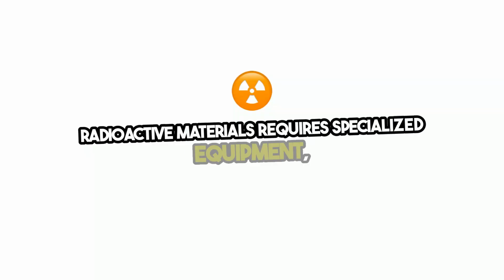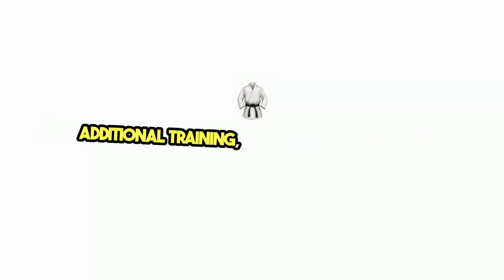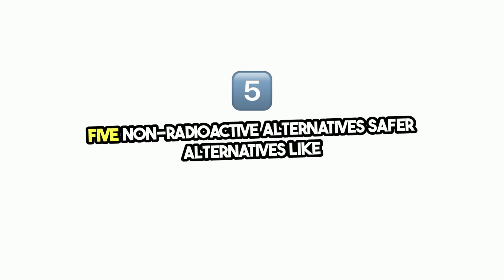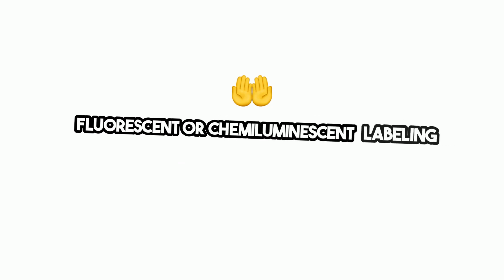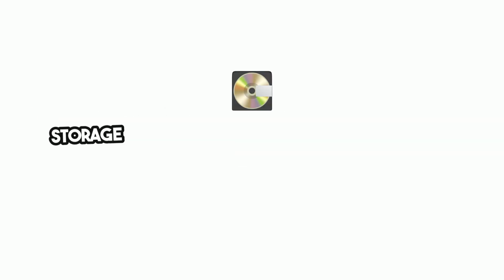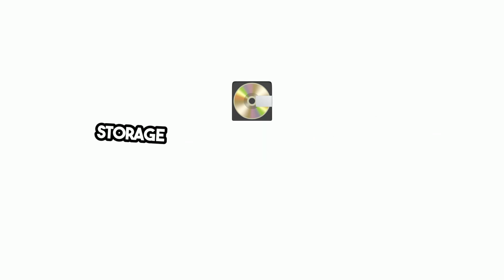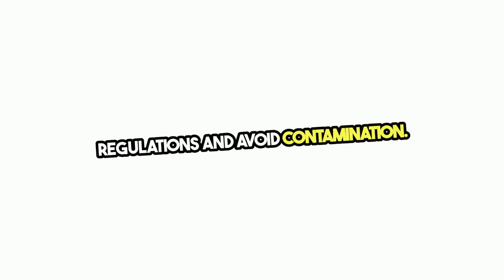4. Labor-intensive. Working with radioactive materials requires specialized equipment, additional training, and careful handling. 5. Non-radioactive alternatives. Safer alternatives, like fluorescent or chemiluminescent labeling, offer nearly the same sensitivity without the risks of radiation. 6. Storage complexity. Radioactive materials need special storage and handling to comply with regulations and avoid contamination.